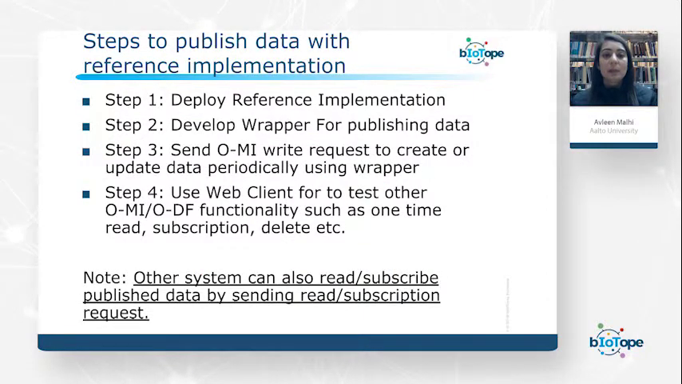This slide presents all the steps the user has to go through for deploying an OMI node. Step 1 includes deployment of the reference implementation. Step 2 includes development of the wrapper for publishing data as discussed earlier. Step 3 includes sending an OMI write request to the reference implementation to create or update data periodically using the wrapper. Finally, the web client can be used to test OMI ODF functionalities.